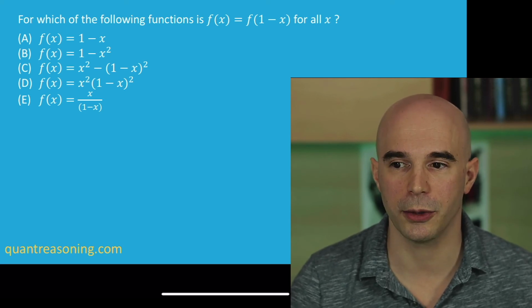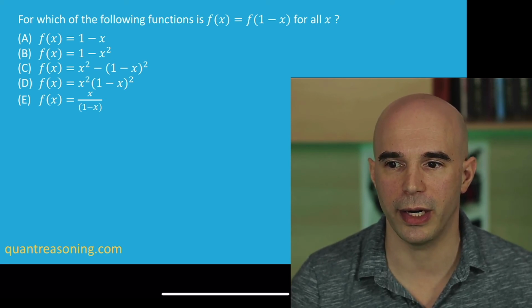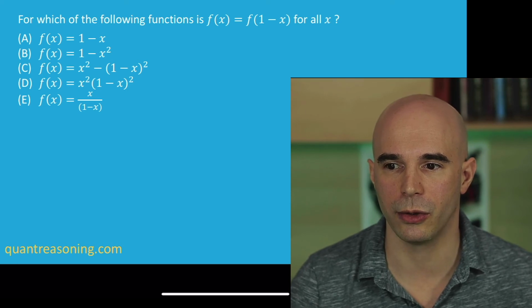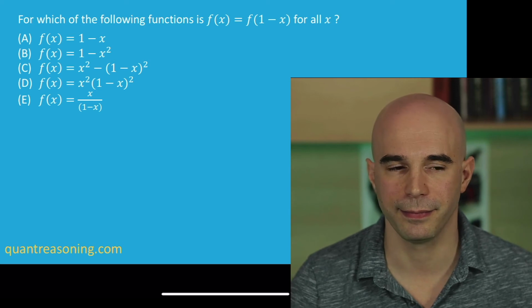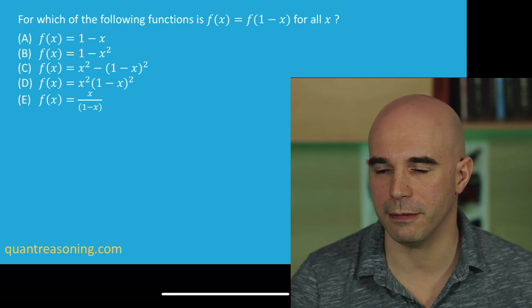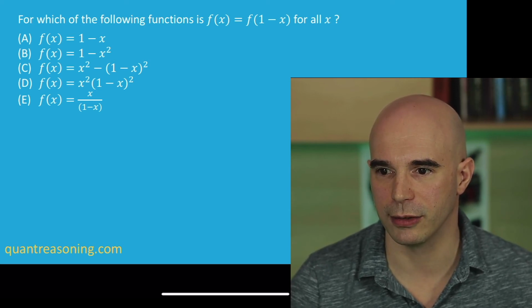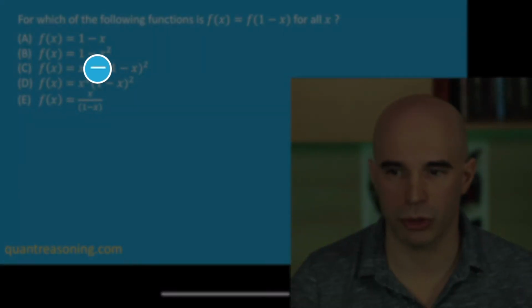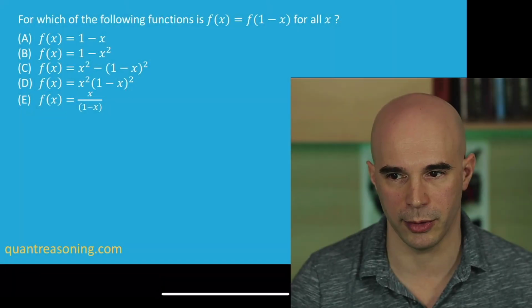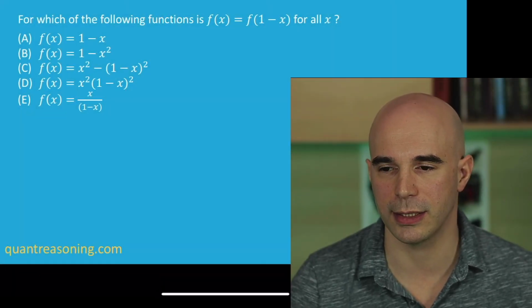So D is the correct answer, and the reason why C doesn't work is because the order in subtraction does matter. So there's a really important difference there between the subtraction. This is a conceptual difference between the operation of subtraction, which cares about the order, and the operation of multiplication, which doesn't care about the order. That's why D is good and C isn't.